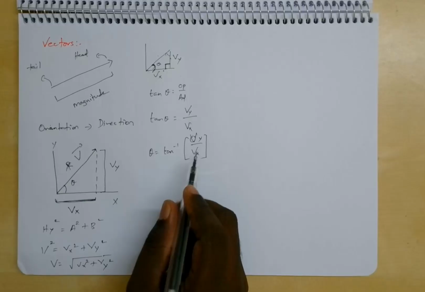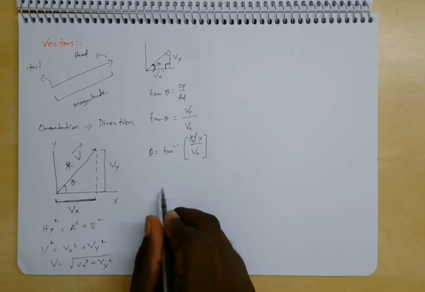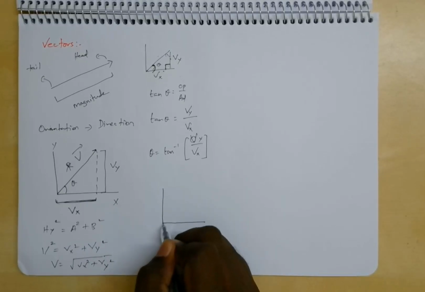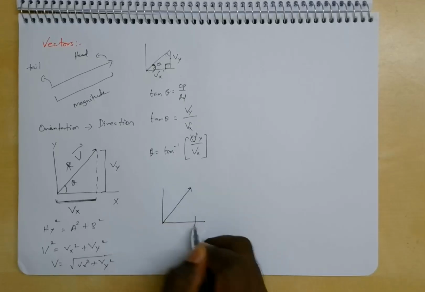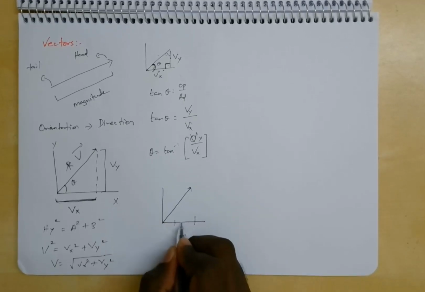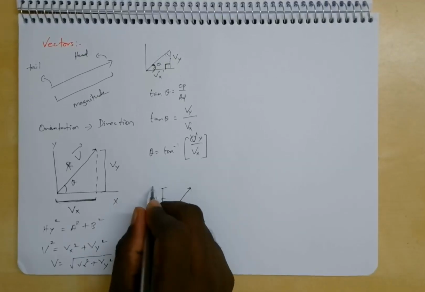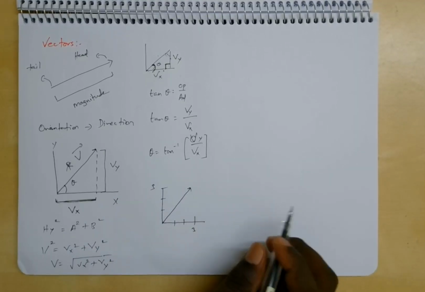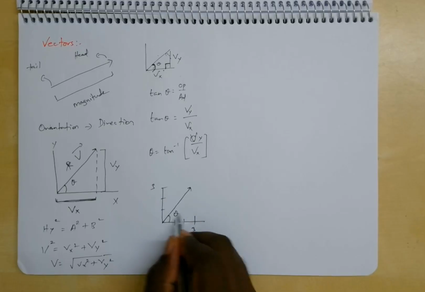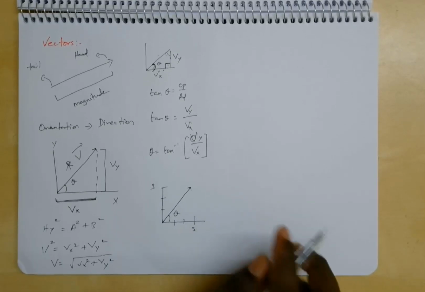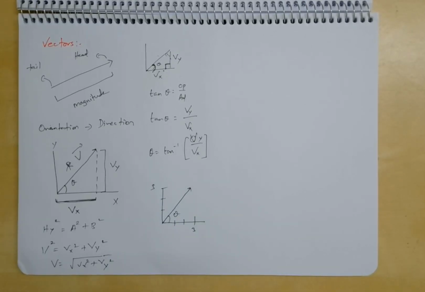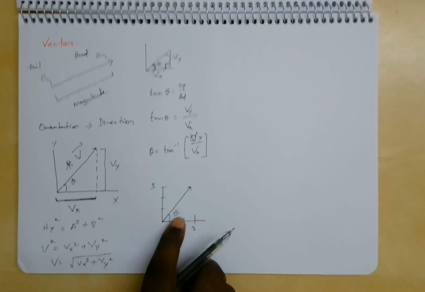Now, let's take a vector where its x quantity is 3 and its y quantity is also 3. Find the angle it makes with the x-axis. How will you figure it out? What is the angle it makes with the x-axis?